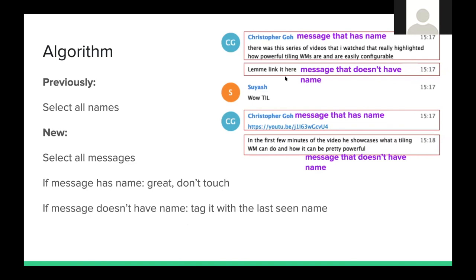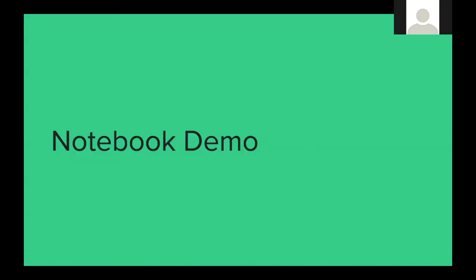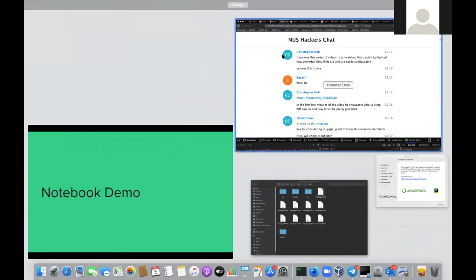Look over here. This message doesn't have a name. I want to make it such that if my program sees that a message doesn't have a name, I'll tag it with Christopher Go. If this message doesn't have a name, I'll tag it with Christopher Go. That's how I want to change my algorithm. Okay, so back to the notebook.